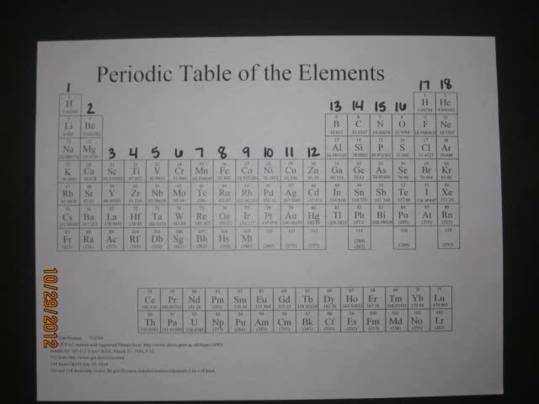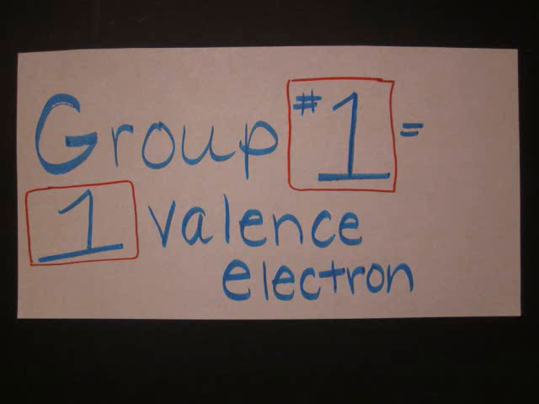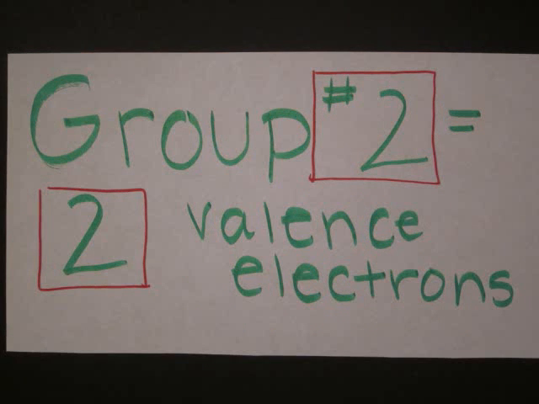Each group also contains the same number of valence electrons. The valence electrons are the electrons in the outermost energy level. You can tell how many electrons are in a group by looking at the group number. For example, Group 1 has 1 valence electron. Group 2 has 2 valence electrons.